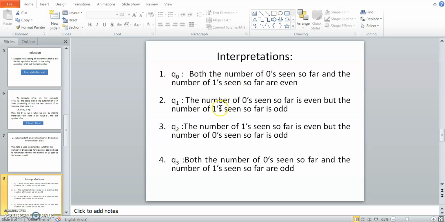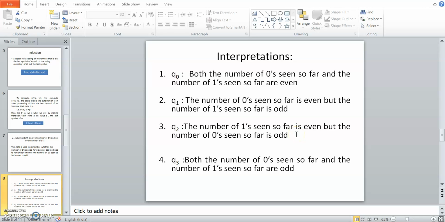So number of ones are odd. We have to remember that. Change the state to Q1. But their number of zeros are even and number of ones are odd. Now reverse case. Suppose the number of ones seen so far is even.